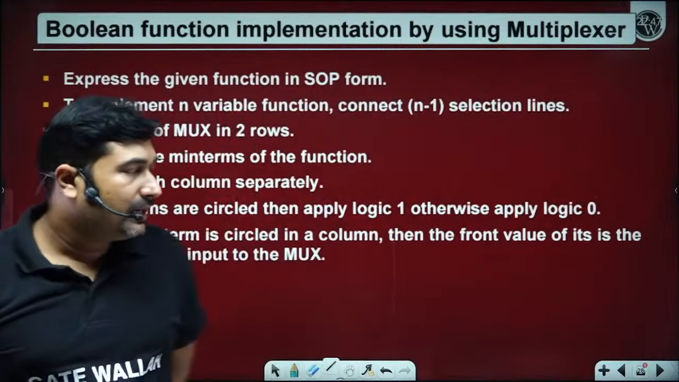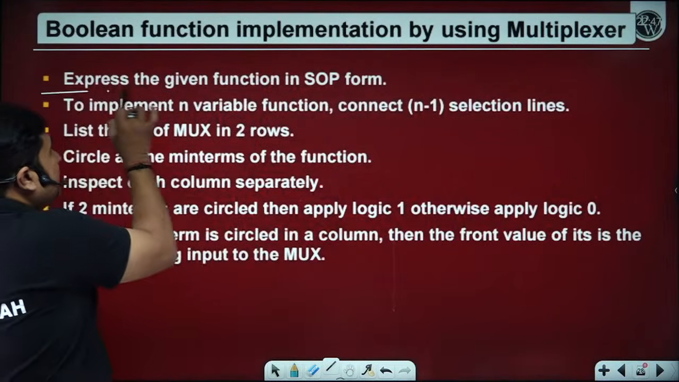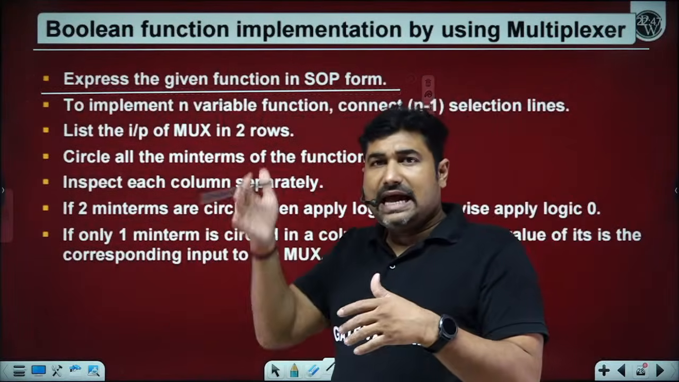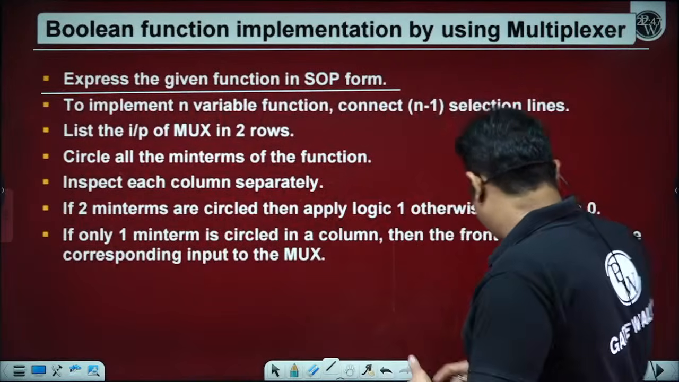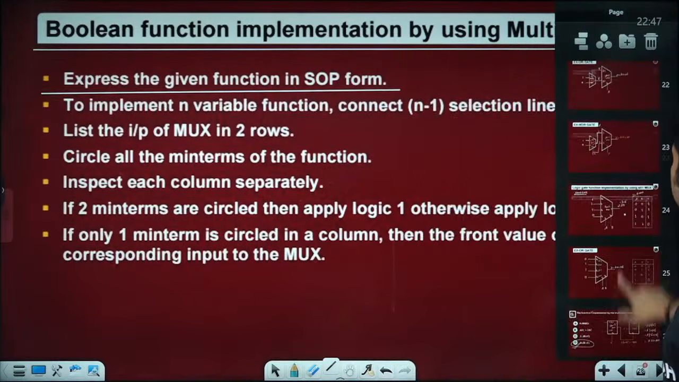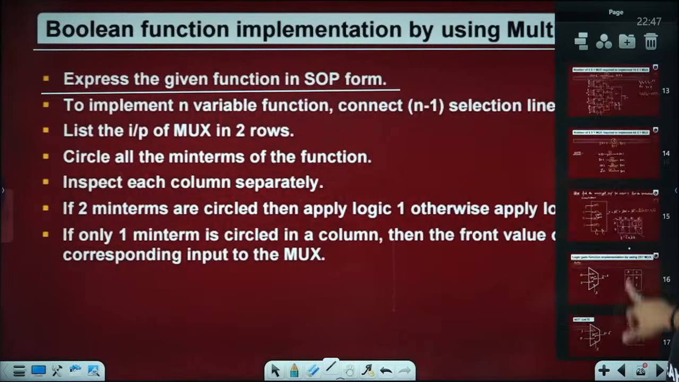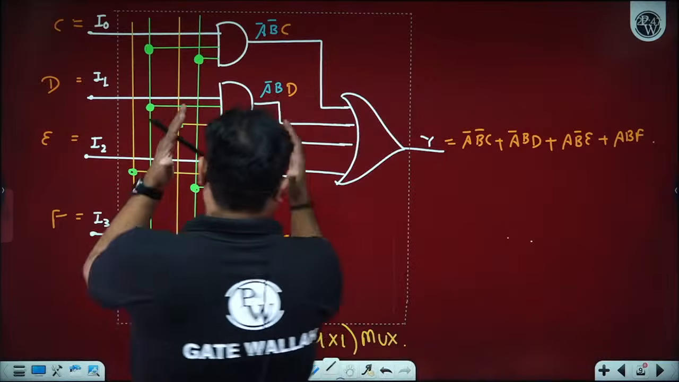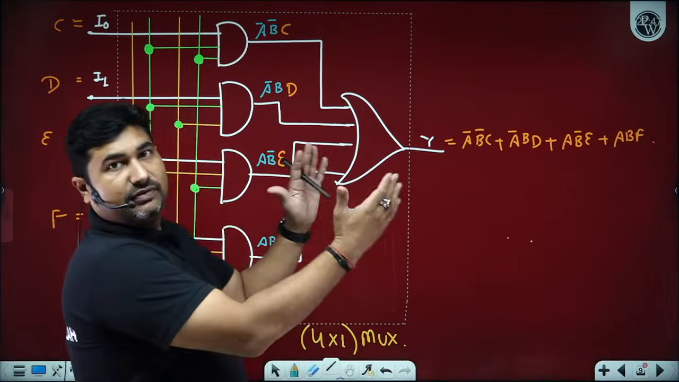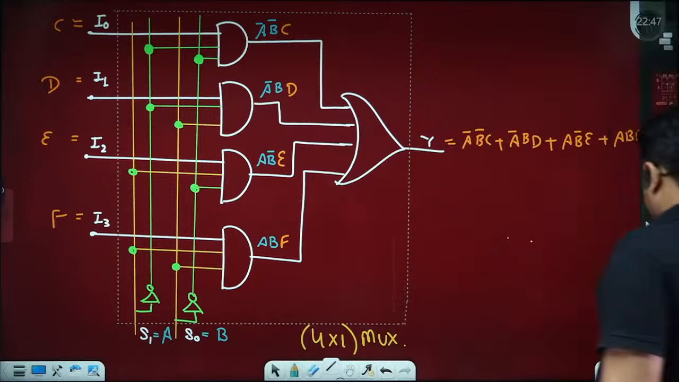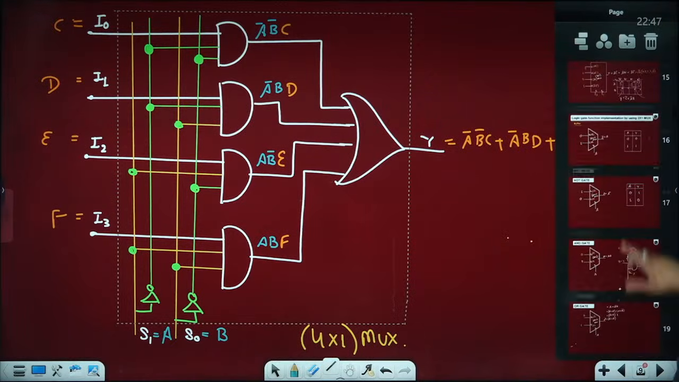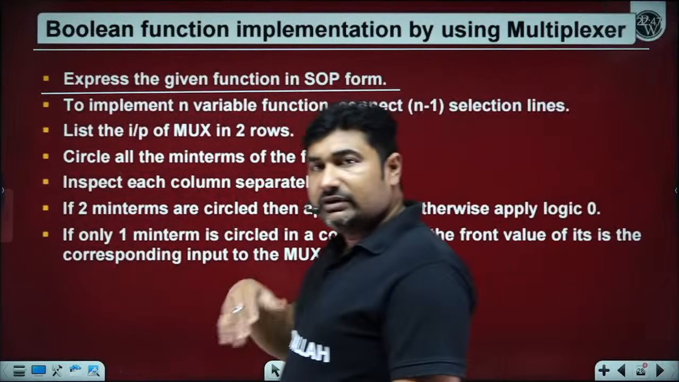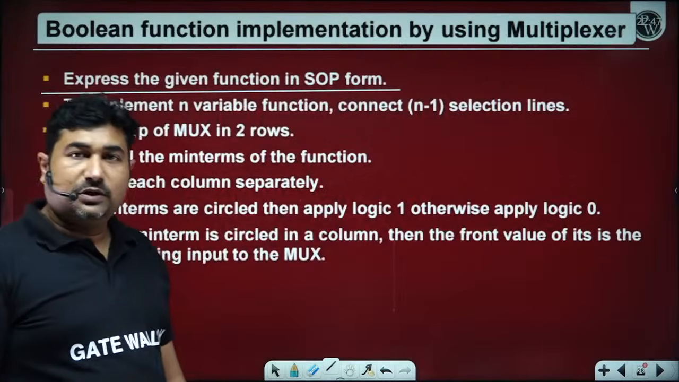Line. First, represent the given function in SOP form, because the basic structure of a multiplexer is AND-OR. If we observe the internal circuitry of the multiplexer, it is always in the form of an AND-OR circuit. So the best approach is to express the given function in SOP. Even if POS is given, you can convert it into SOP. Is it okay? Yes, sir.